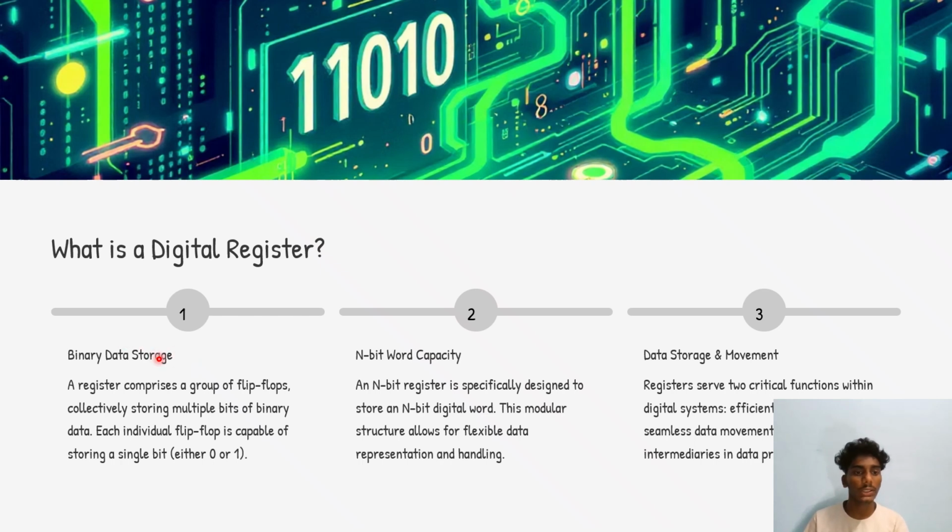Binary data storage. A register comprises a group of flip-flops collectively storing multiple bits of binary data, where each individual flip-flop is capable of storing a single bit, either 0 or 1. N-bit word capacity: it can store up to n bits, like the number of bits.